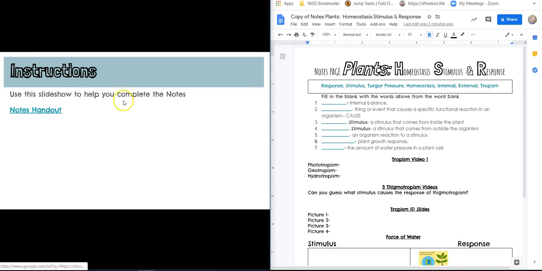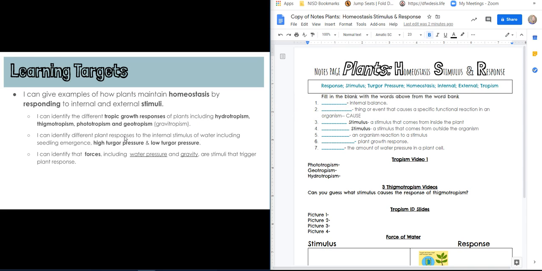So when you click on this handout, the handout link here, this will come up for you. It'll make a copy of the notes for you. You're going to turn that into Google Classroom later once you've finished all the assignments for this week.